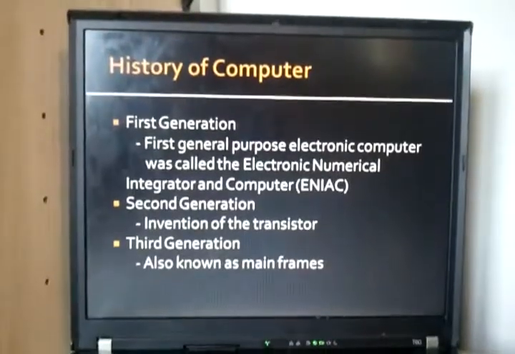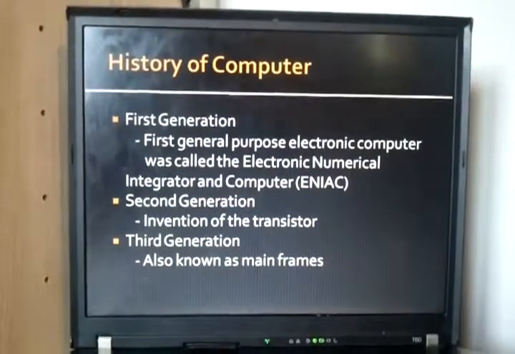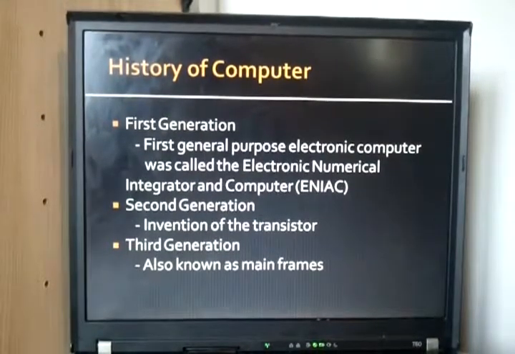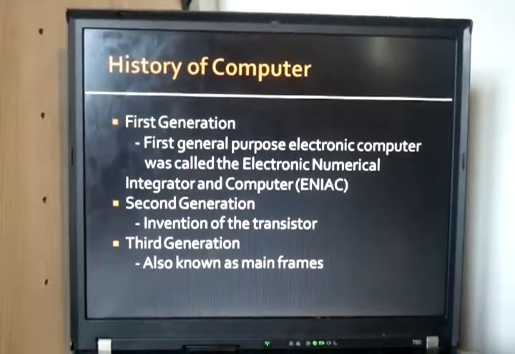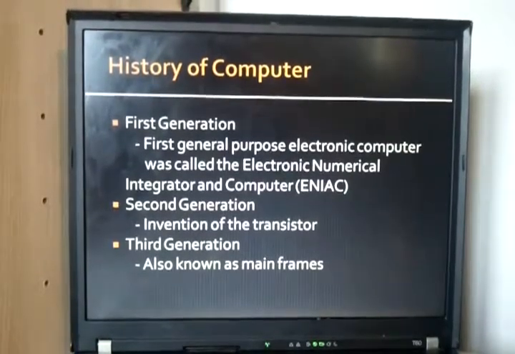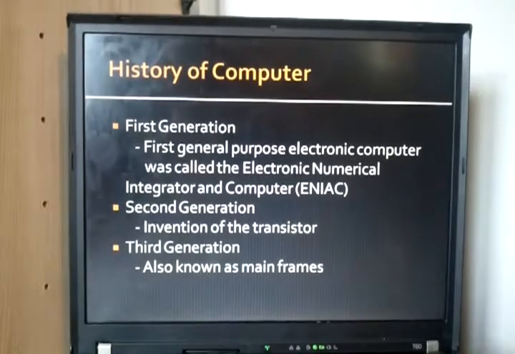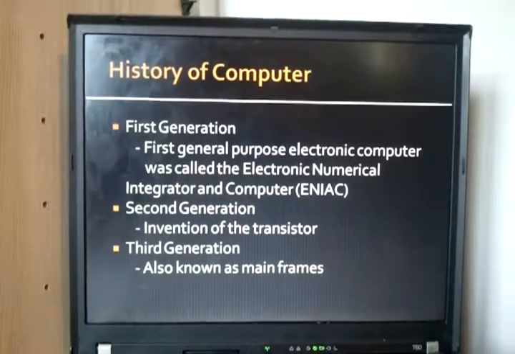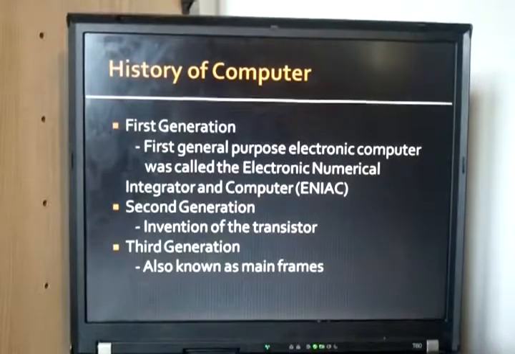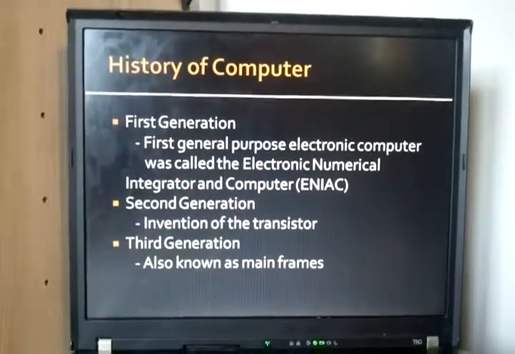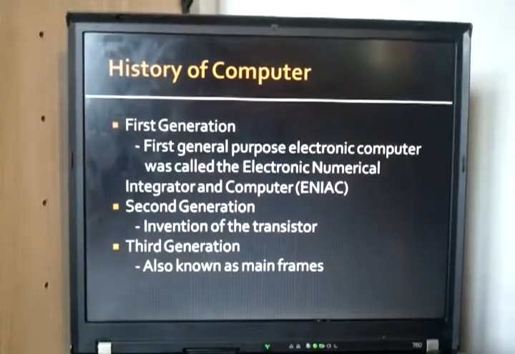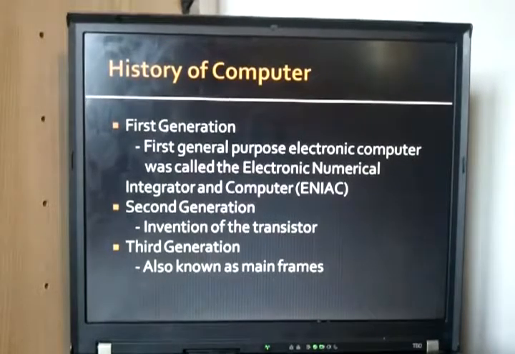impacted our society. So first I want to talk a little bit about the history of the computer. There are a few generations throughout the computer and how it was made. The first generation was the first general purpose electronic computer. It was called the Electronic Numerical Integrated and Computer, also known as the ENIAC. That was a digital computer, and basically it took up an entire room.